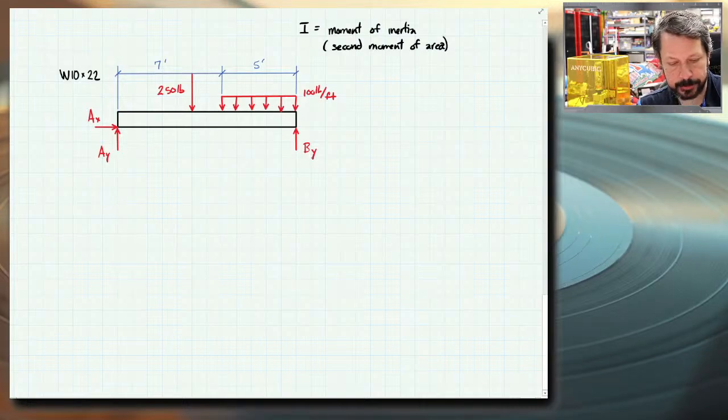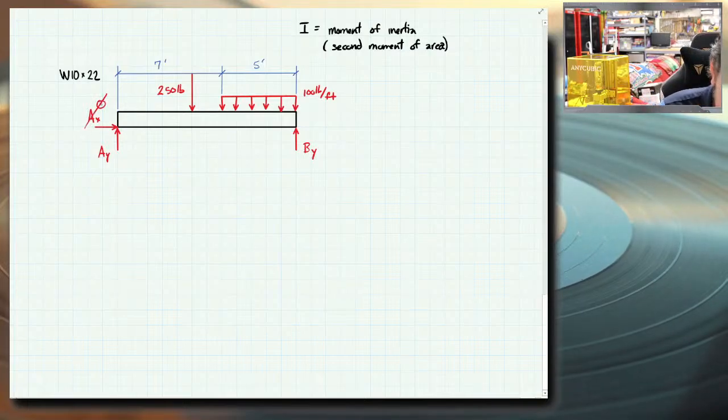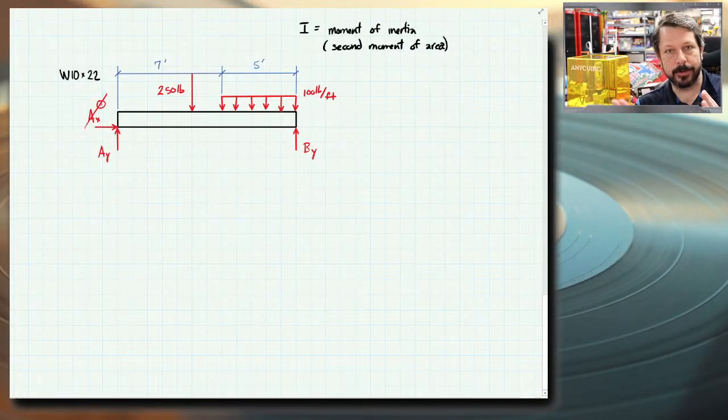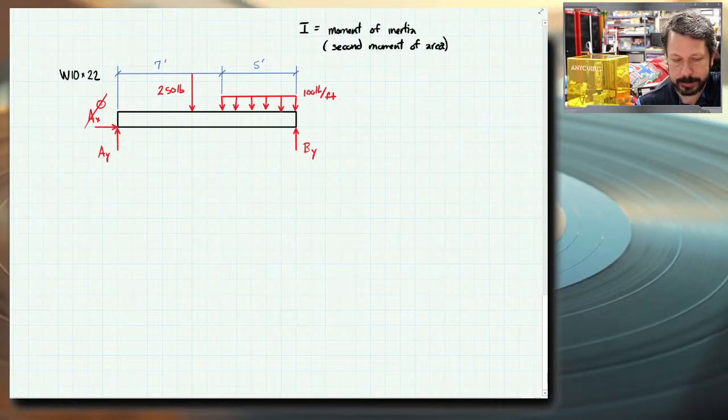Now I have these three unknown reactions. Technically, I can just look at it and see that AX is 0 because there are no other forces that are angled or pushing in the X direction. So that one's just 0. So I just really need to find values for AY and BY.